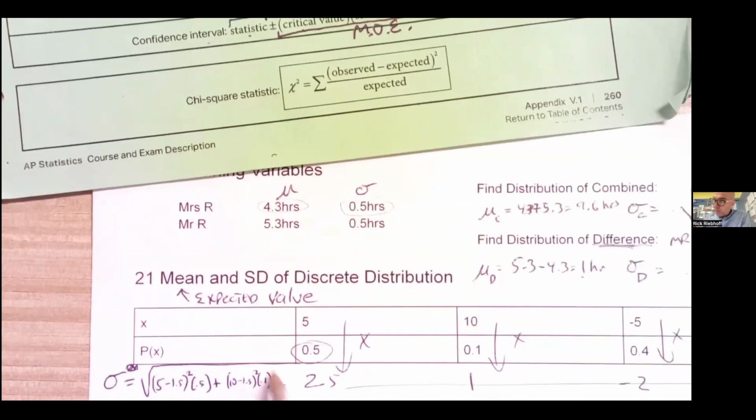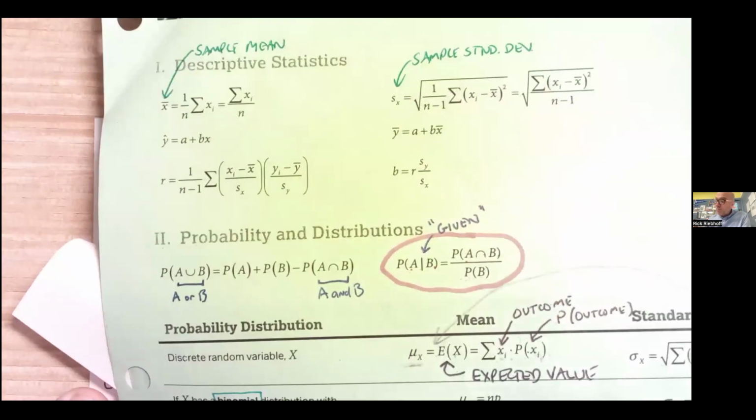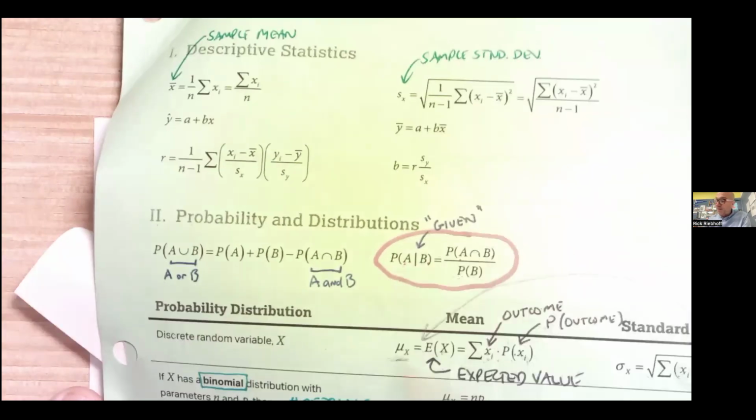I know I kind of ran out of room. I should have given myself a little room here. And then this one's -5 minus 1.5 squared times the probability of that one, 0.4. I add those together on the inside and I square root it. Not likely to see this, but you can. But the formula is there for you. The formulas for both of those are right there, smack dab in the middle of this piece of paper. All right, good stuff.